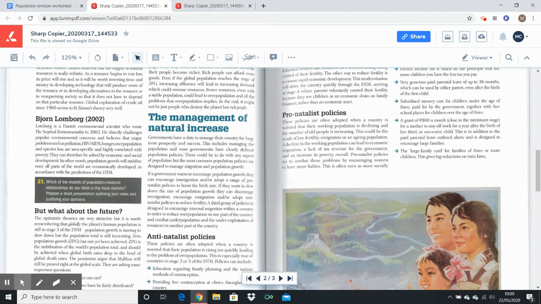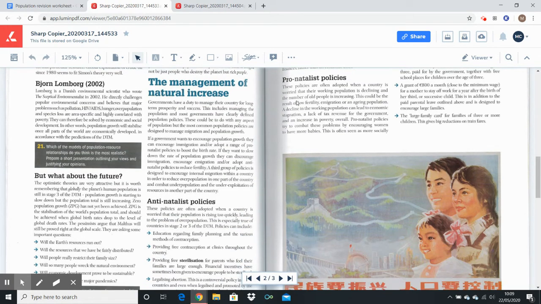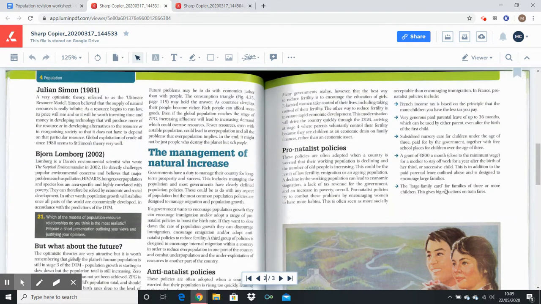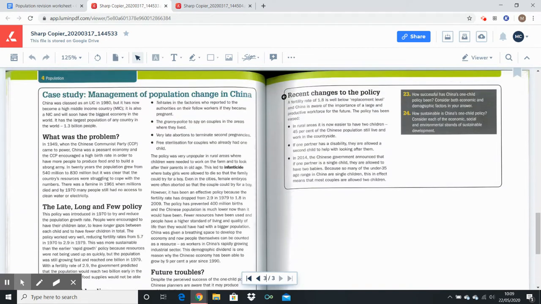But we can control the populations, and the best way of doing this is anti and pronatal. Anti is against having children, so forced sterilisation, free contraception, family planning, and so on. And pronatalists like Singapore are allowing families to have more children to increase the fertility rate and have more population as well.